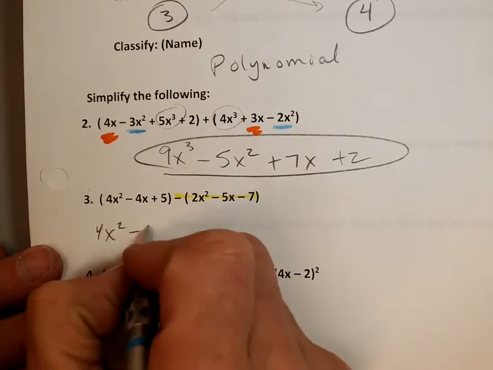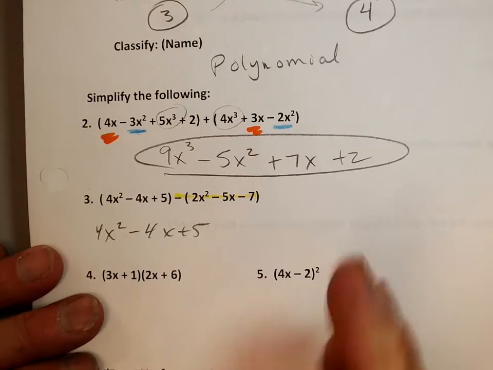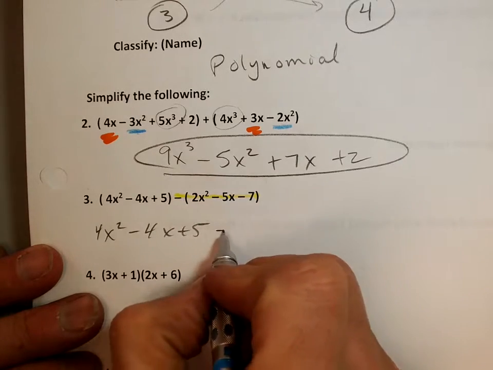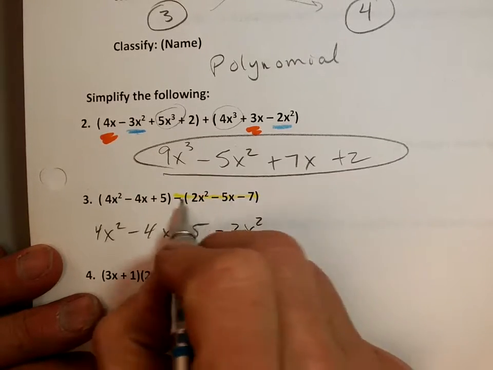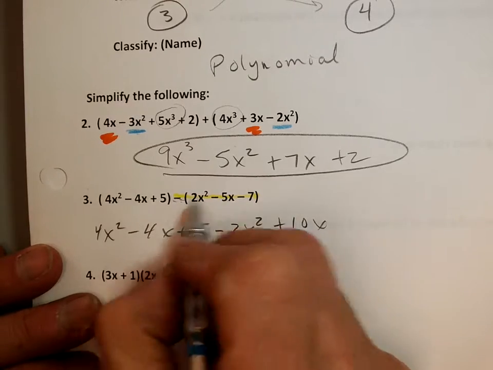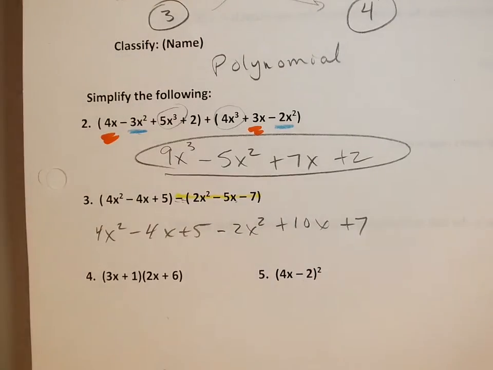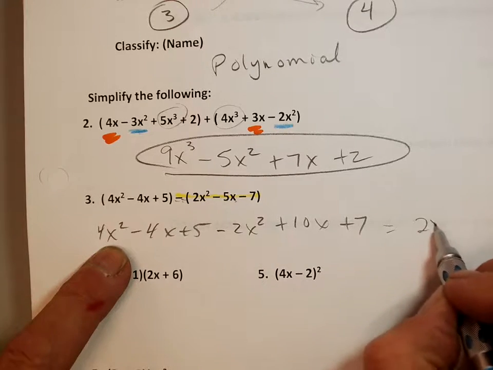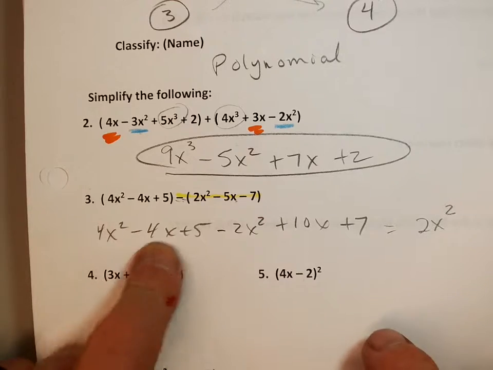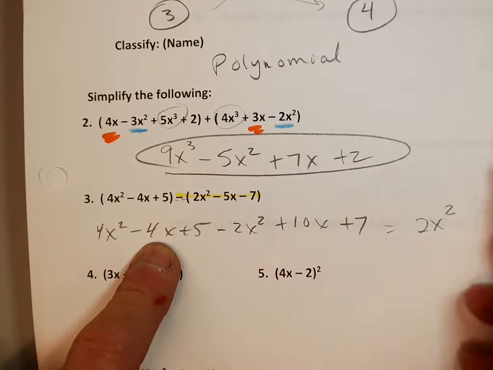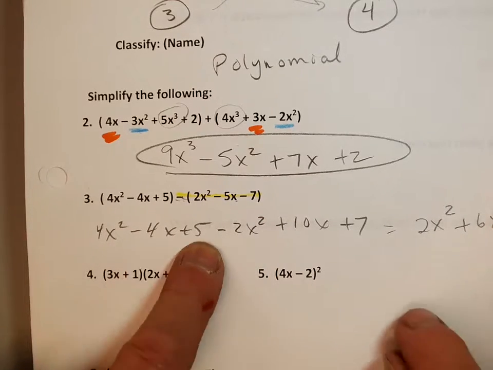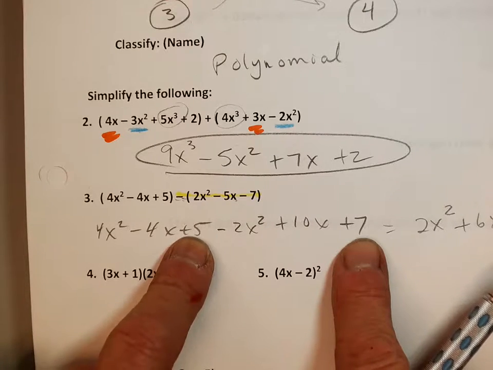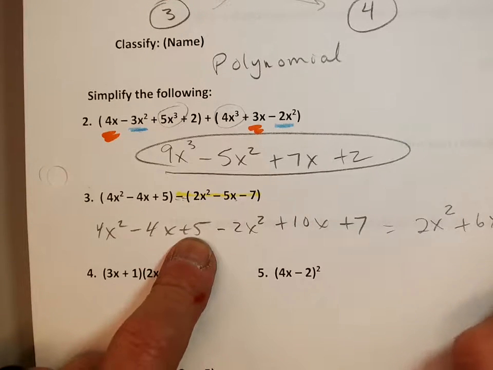4x squared minus 4x plus 5. Then I'm going to have a minus 2x squared plus 10x plus 7. So bring the negative through. And then now I'm going to just add. It's easier than subtracting. Just add now. 4x squared minus a 2x squared makes a 2x squared. Negative 4x and a positive 10x makes a positive 6x. Positive 5 and positive 7 makes a positive 12.